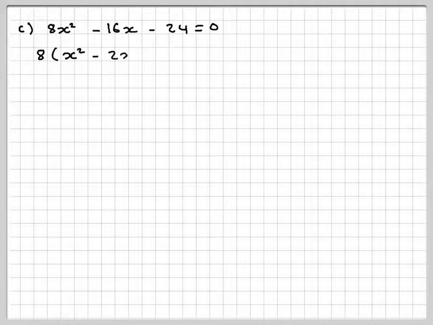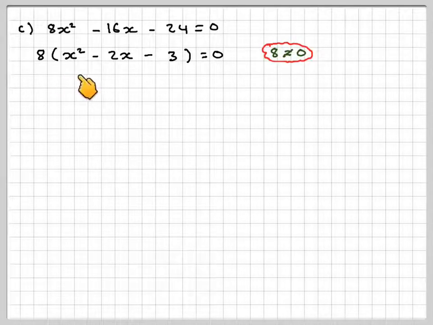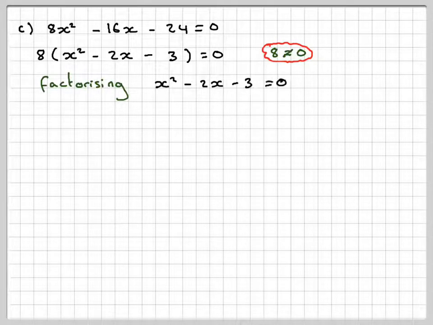So in our last example, 8x squared minus 16x minus 24 is equal to 0. If we look at 8, 16 and 24, we can see that 8 is a common factor. So we'll take that 8 out. So we've got 8 times x squared minus 2x minus 3 is equal to 0. Well, 8 cannot be equal to 0, so we'll just get rid of that and solve x squared minus 2x minus 3 is equal to 0. So factorising x squared minus 2x minus 3 is equal to 0.